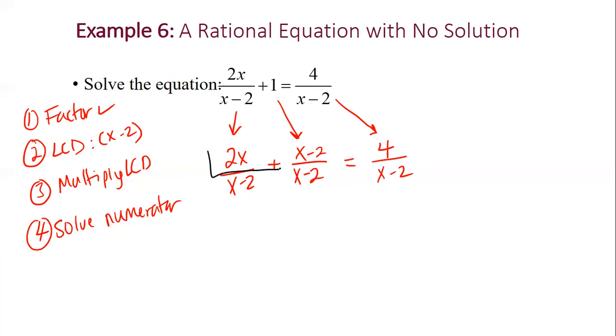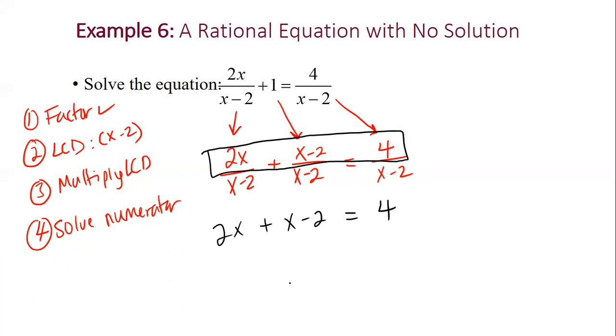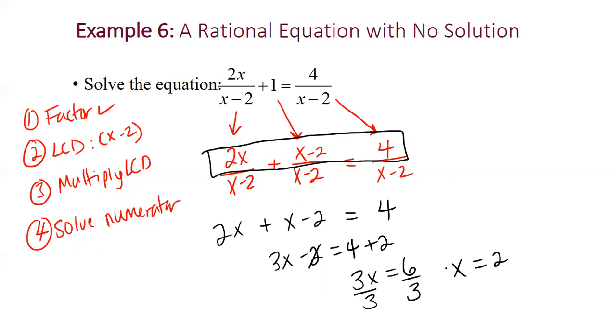So we're going to solve the numerator. So we have 2x plus x minus 2 equals 4. That gives us 3x minus 2 equals 4. Add 2 to both sides. That gives us 3x equals 6. Divide by 3. And we get x equals 2.